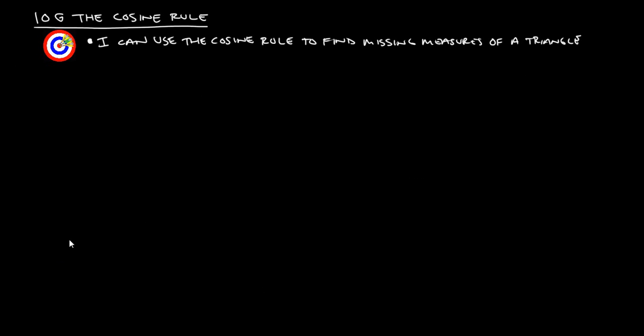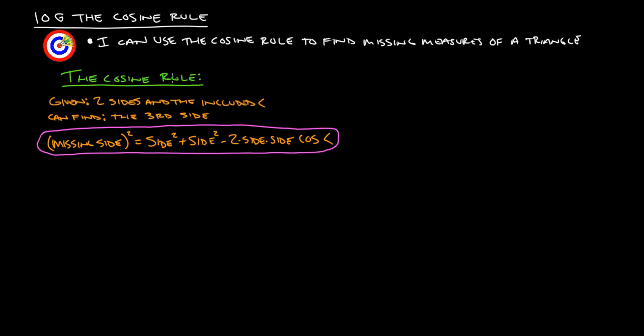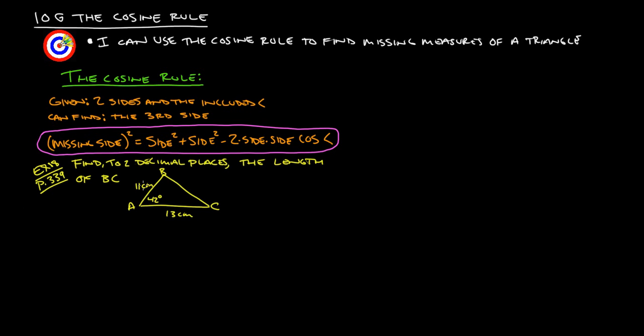Alright, so let's talk about what the cosine rule is. The cosine rule is if you are given two sides and the included angle, you can find the third side. Just like what we talked about in the previous lesson, the two sides and the included angle would look something like this. You've got two sides and the angle that's in between them. That's two sides and the included angle.